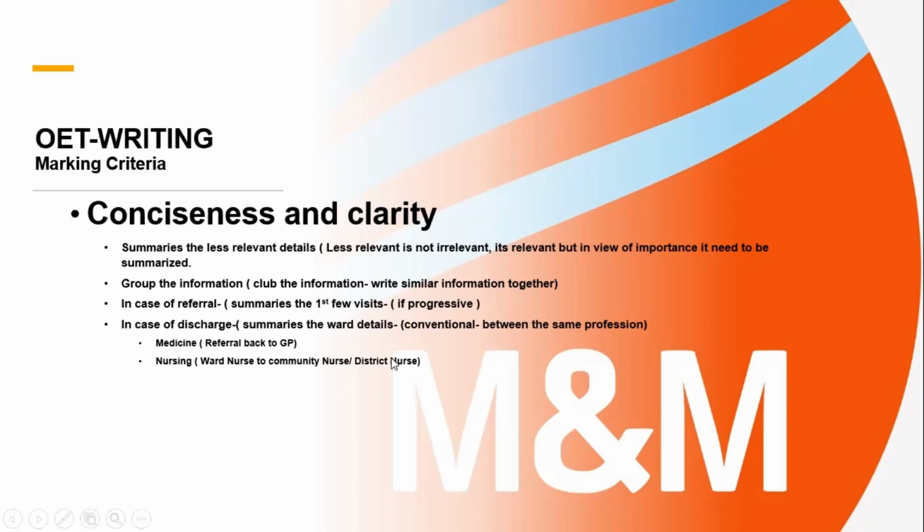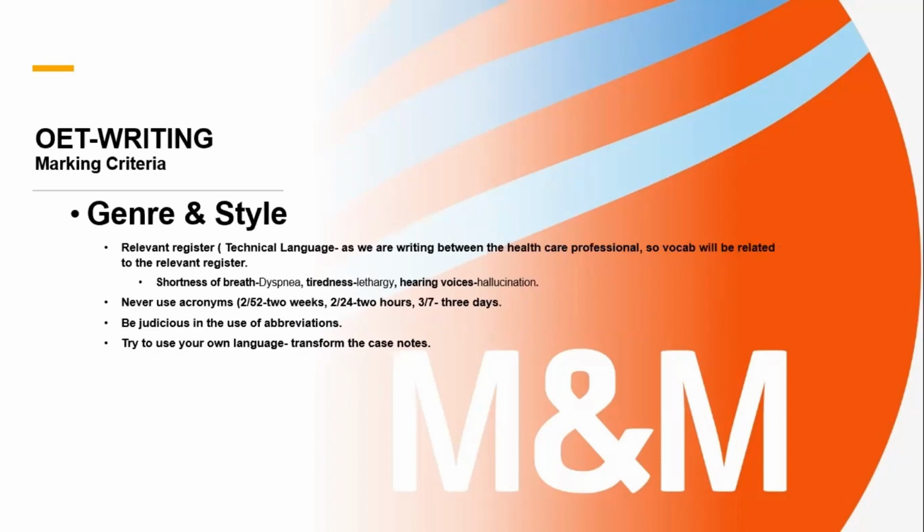So these are a few of the examples that we have discussed for conciseness. And clarity means bringing the same information together. It should not be vague, because the sequence of the information given in the case notes might not be the right sequence. You have to sequence it yourself.